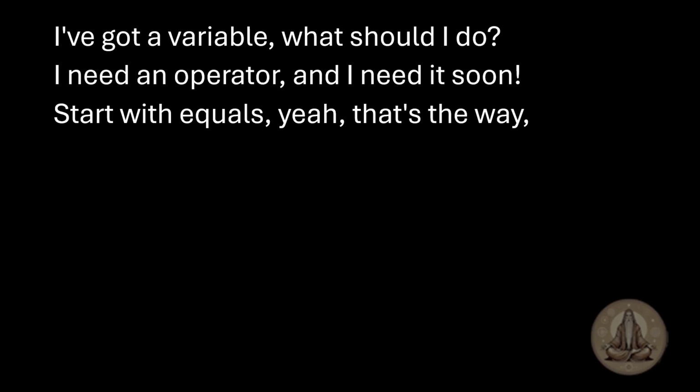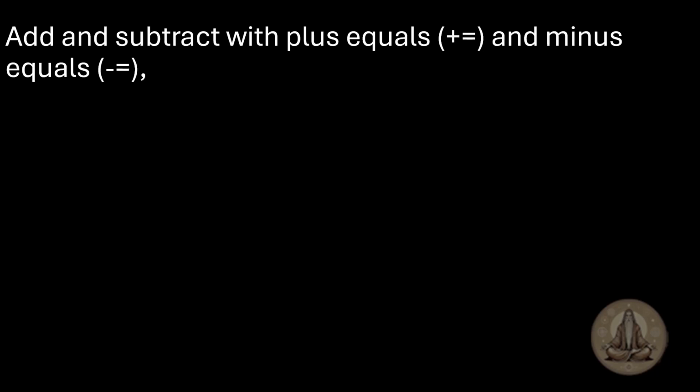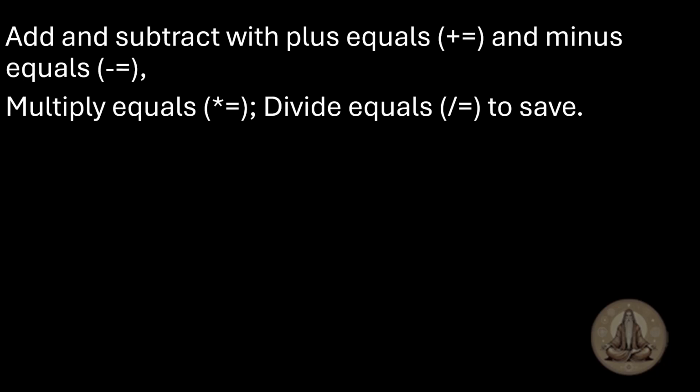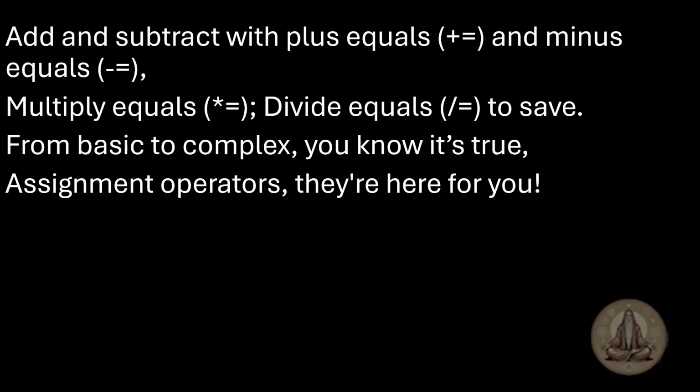Got a variable, what should I do? I need an operator and I need it soon. Start with equals, yeah, that's the way. Assign some value, let it play. Add and subtract with those equals, and minus equals, multiply equals, divide equals to save. From basic to complex, you know it's true. Assignment operators, they're here for you.